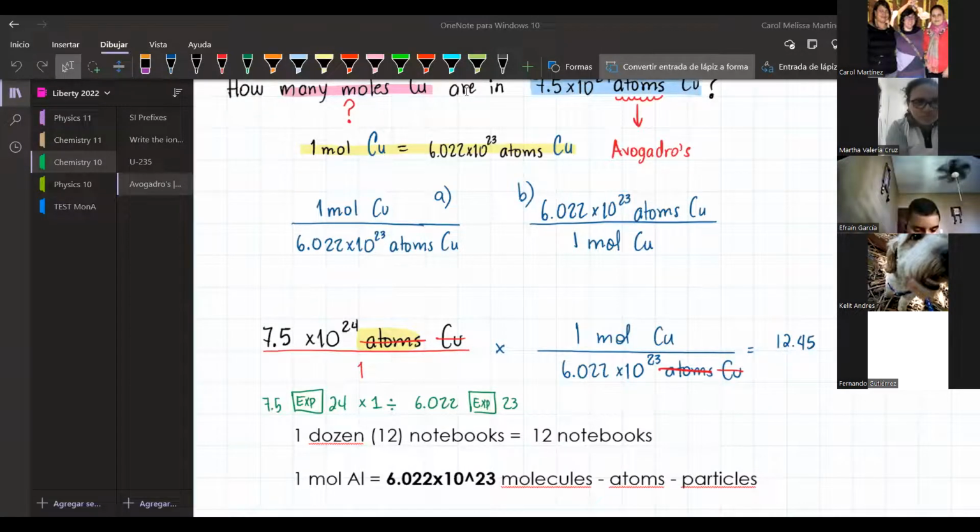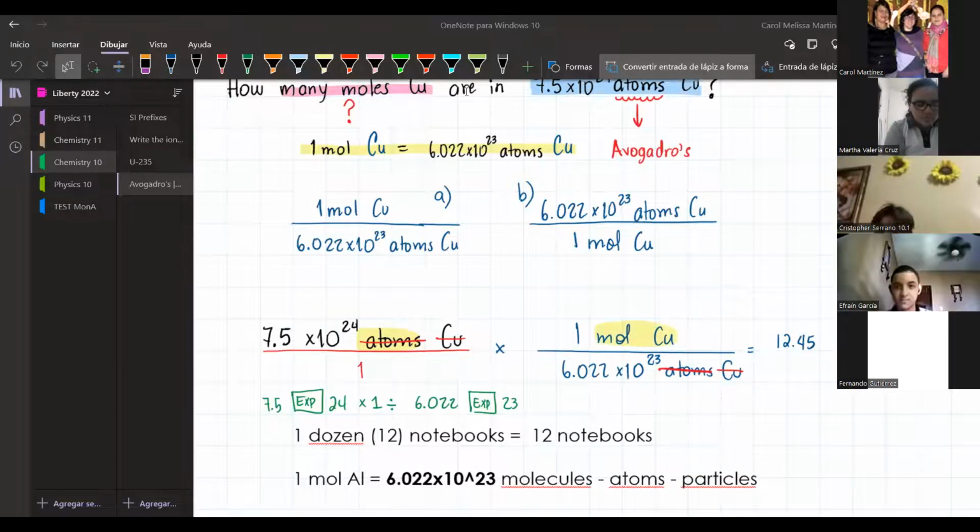What units are these? The units that you didn't cancel, that are moles. Moles of copper. Always write the units. So as you can see, the number is overwhelming because it's a weird number, okay? But in the end, it's just another conversion factor. You're going to write it in the way that you have to cancel the number of atoms with number of atoms.